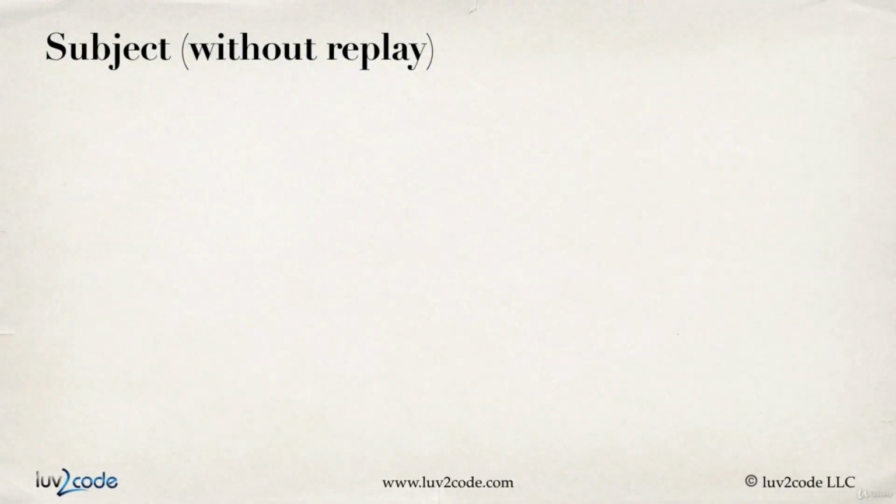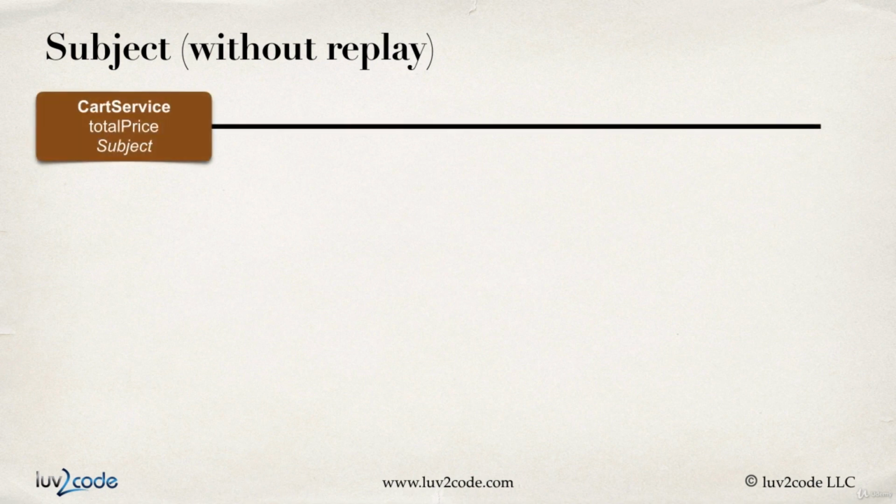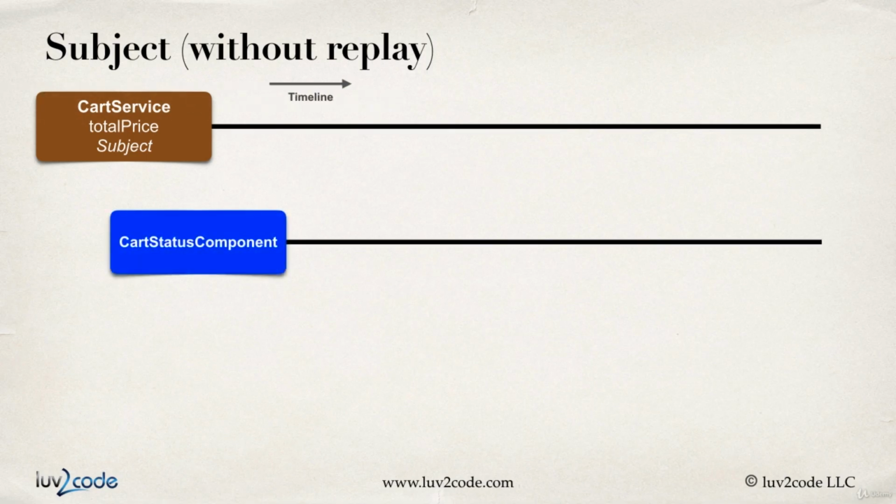Now let's look at how a subject works without replay. Okay, so we're doing this without replay. So in the top left, I have the cart service, total price, subject. We have our timeline going left to right. We have our cart status component. They'll subscribe to the total price subject.